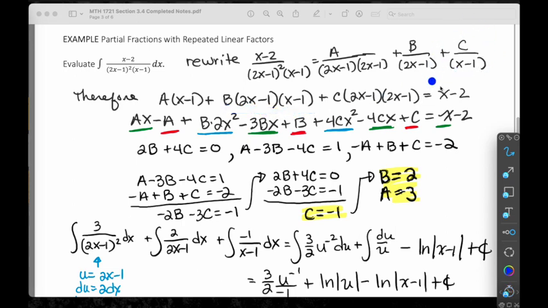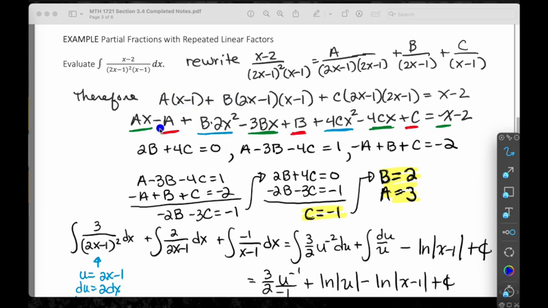Then for this last fraction, if I was trying to find a common denominator, I would multiply the top and the bottom by 2x minus 1, 2x minus 1. So that leaves me with c times 2x minus 1 times 2x minus 1. And all of that, when I add it up, has to be equivalent to the numerator of our original expression, which is x minus 2.